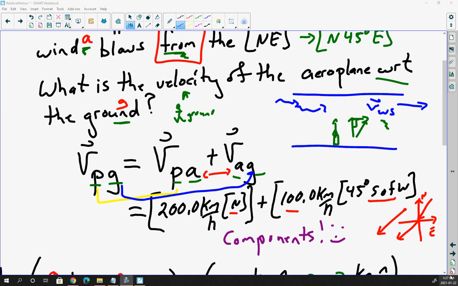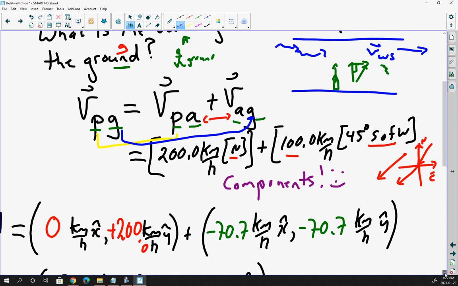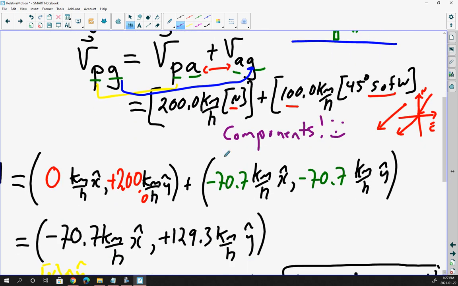All right, let's take a look at this. What have we done here? I've converted this into components. 200 kilometers per hour north. North means it's all positive y hat. There's no x component to it. That's a simple conversion.